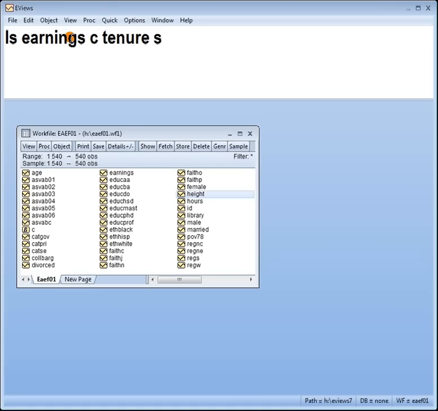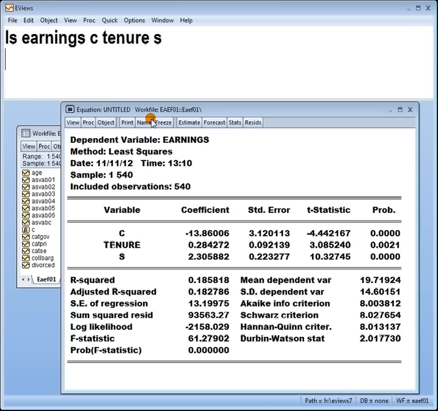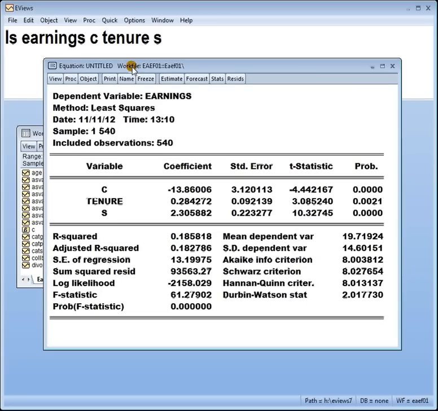So I regress earnings on years spent in the company, tenure, and years of schooling. The units of earnings, say, is measured in hundreds of dollars per year. Tenure is measured in years. Schooling measured in years. Alright, so this is the output.